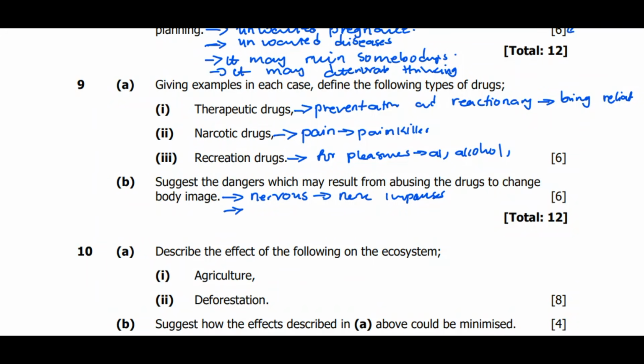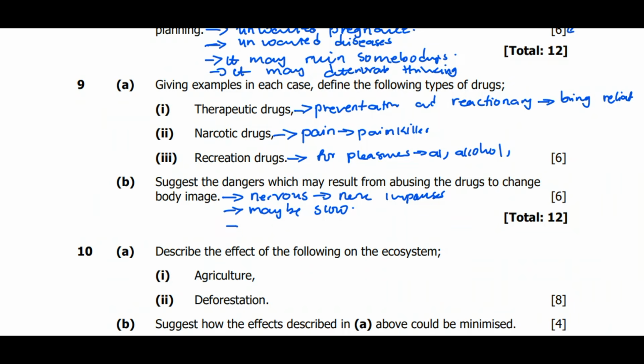Then to some people, the opposite may happen. The nerve impulses may be slow. So for these people, it takes some time to react because their nerve impulses are not functioning properly.